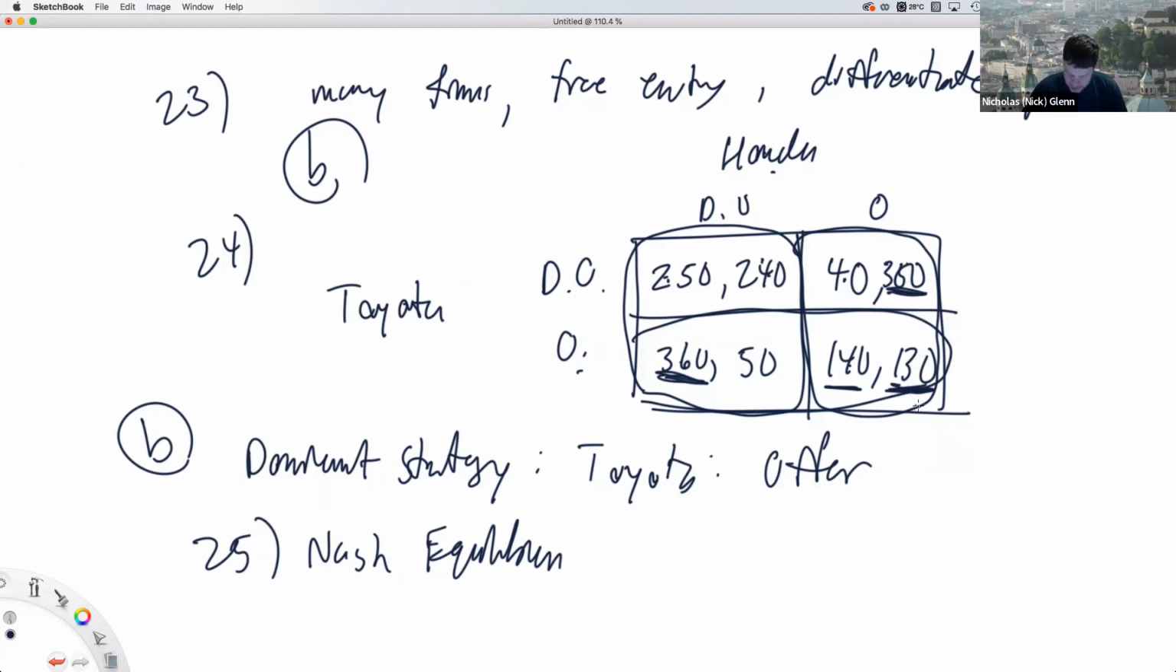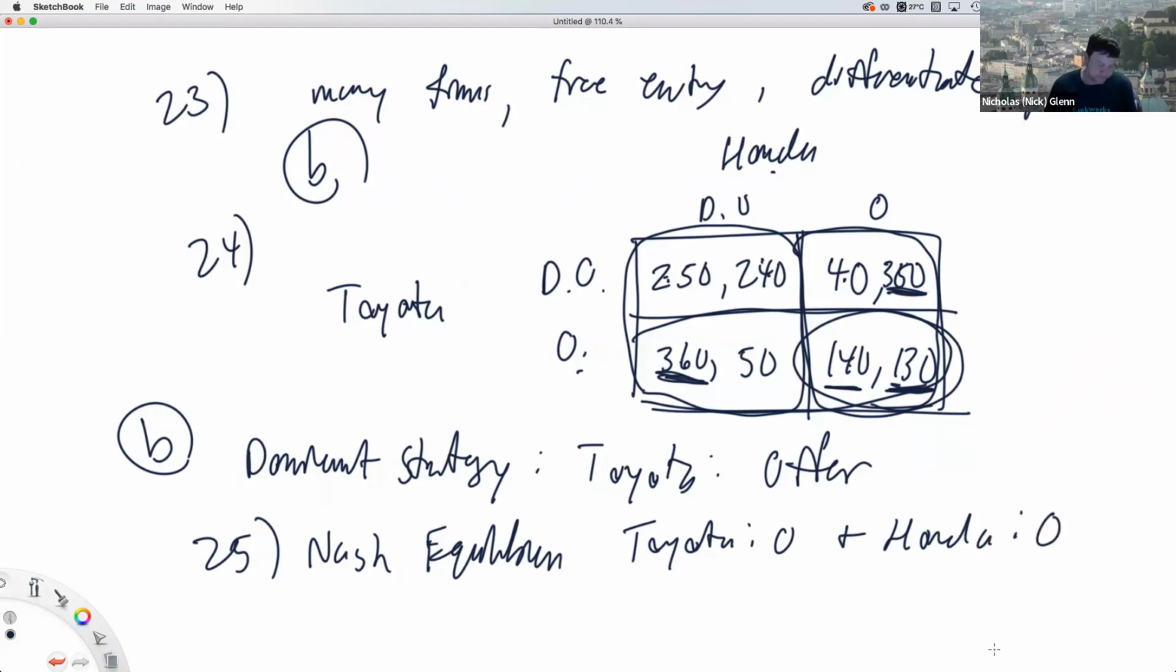And it's how you know which one's a Nash equilibrium. What's the one that has both of them underlined, or you can check them too. Both of these are checked. So the Nash equilibrium: Toyota offer, and Honda offer. Okay, so that's going to be C.